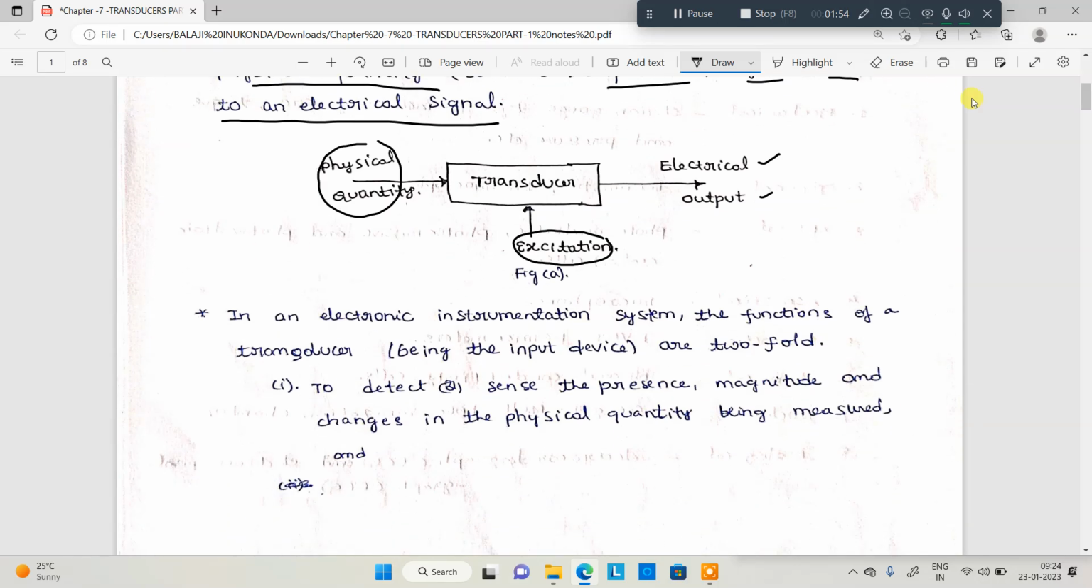In electronic instrumentation, the function of a transducer is as an input device to detect, that means to sense, the presence, magnitude and changes in the physical quantity being measured. In industries, most of the quantities are physical quantities. Physical quantity measurements can be converted into electrical quantities and measured in a digital display, like voltage and current. That is possible with the help of these transducers.